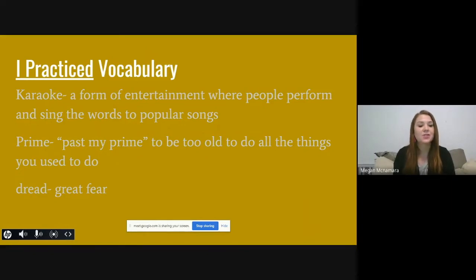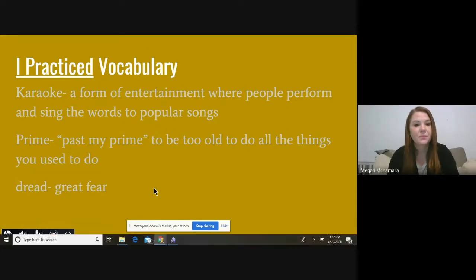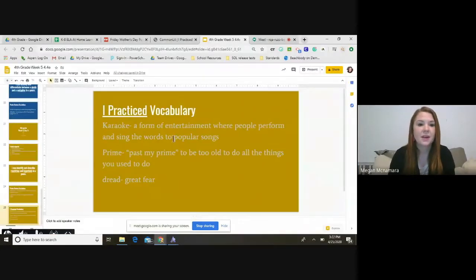And our last word is dread, which means great fear, or sometimes dread can mean to not look forward to something. Like you are dreading doing your math homework, or you are dreading taking out the trash. You don't look forward to it, or you have a great fear of it. All right, so those are our vocabulary terms for today. Let's go ahead and take a look at our poem.